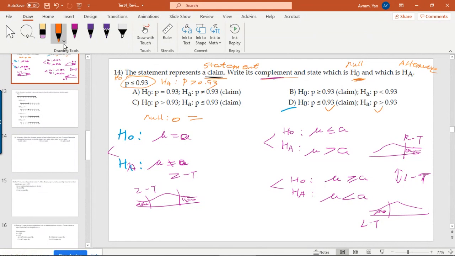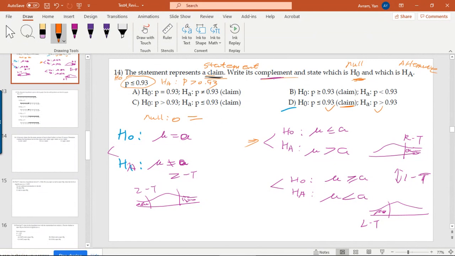P is less than or equal to 0.93, and this is also called a claim because it represents a claim or a statement from the question. And then the alternative one should be greater than, because you have a less than or equal to, so the alternative must be greater than. That will be similar to this group here.